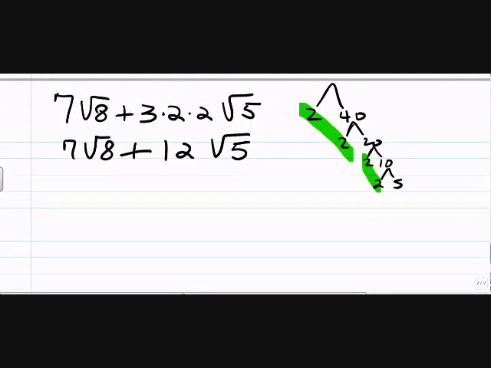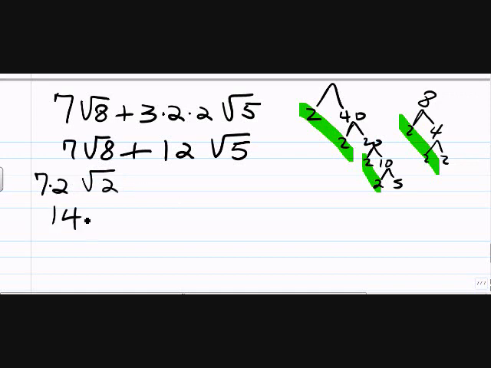Oh, square root of 8, thank you. 2 times 4. 4 is 2 times 2. Get to pull out those 2's. And we get 7 times that pair of 2 times the square root of 2. That's 14 times the square root of 2 plus 12 times the square root of 5. And we can't combine those because we have different radicals. It was only square roots, so I only took pairs.